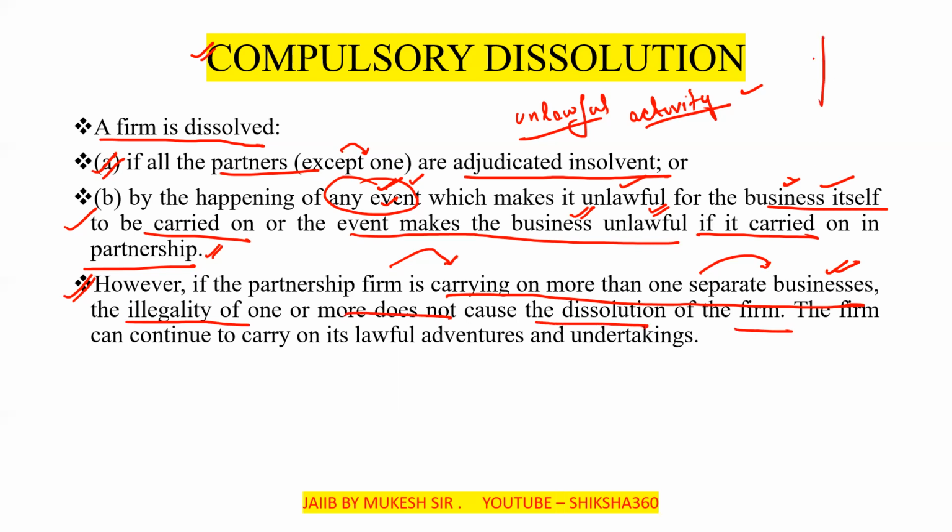So we can say that they are doing this business, this business, and this business. It depends. If they are doing any unlawful business that is separate, it will not impact the others. The illegality of one or more does not cause the dissolution of the firm. So the firm can continue to carry on its lawful adventures and undertakings.